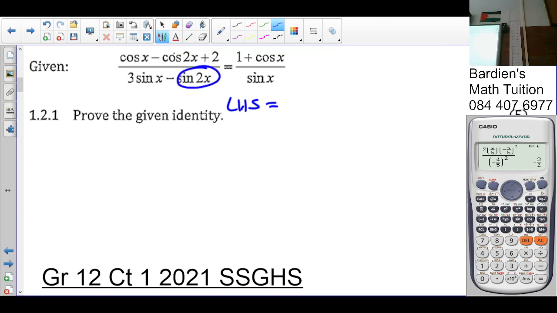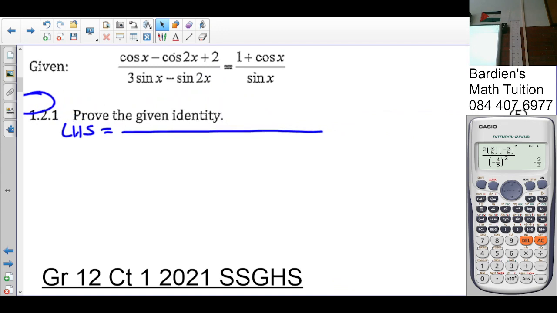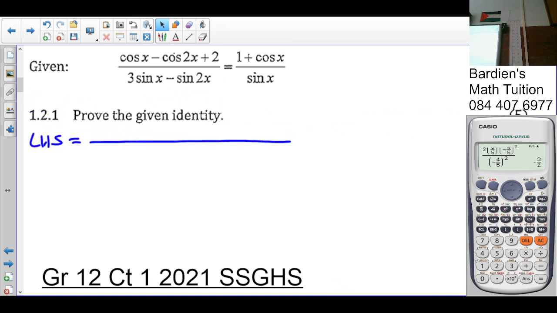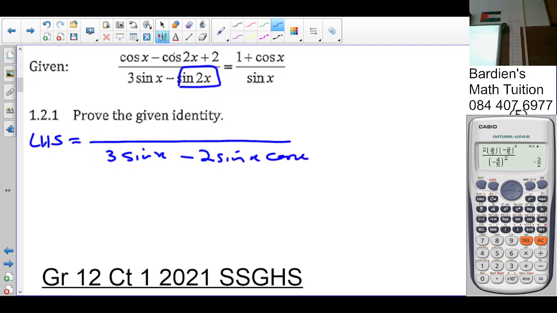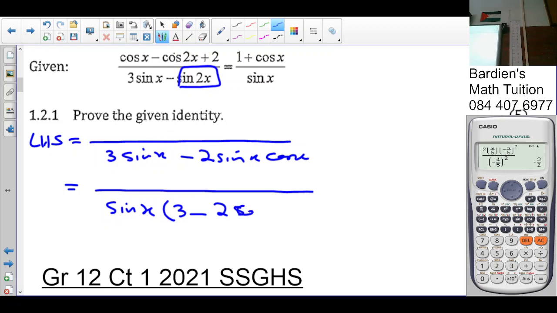So of course that one we can determine already at this point, it can only be 1. So it's going to be 3 sine x minus 2 sine x cos x. You all agree with that? Which then gives us, in the denominator, sine x as a common factor. I'm then left with 3 minus 2 cos x. You all agree with that?